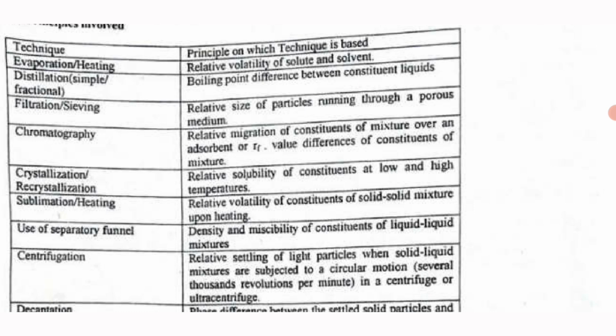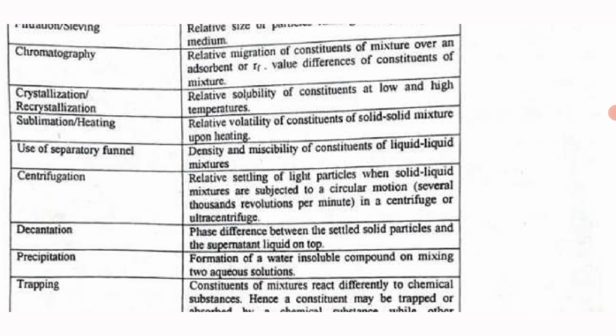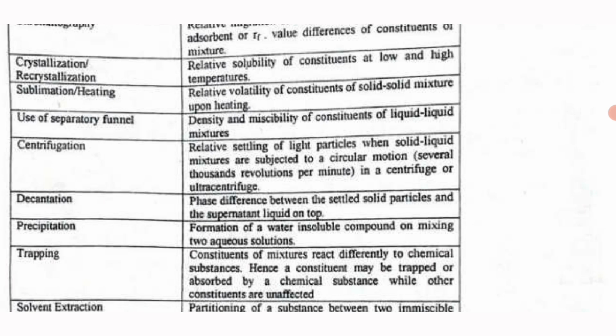We have crystallization. This is based on the relative solubility of constituents at low and high pressures. We have sublimation or heating. This is based on the relative volatility of constituents of a solid mixture upon heating. For example, in the first example, we talked about ammonium chloride as well.